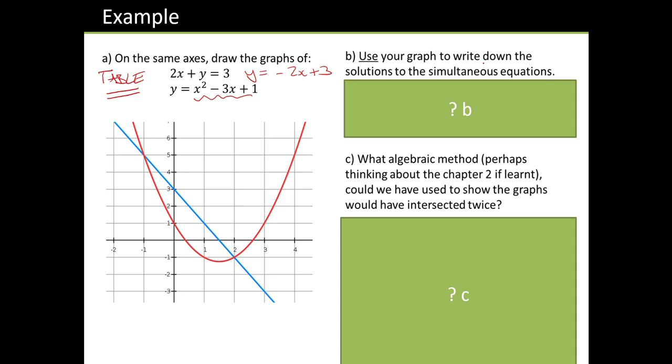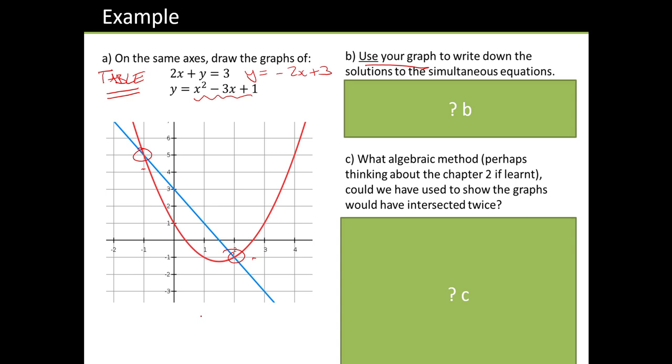So use your graph to write down the solutions. What we're meant to do here is say that we're interested in these points here. These are solutions. So a quadratic and a linear together in this case are giving us two solutions at minus 1, 5 and 2, minus 1.